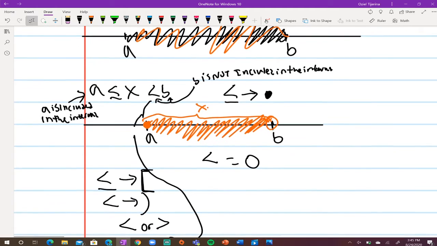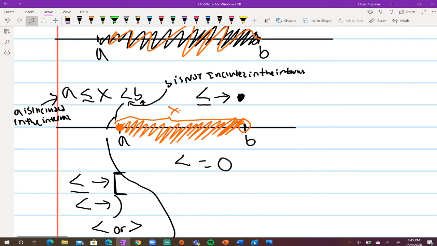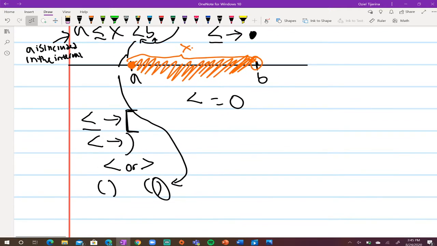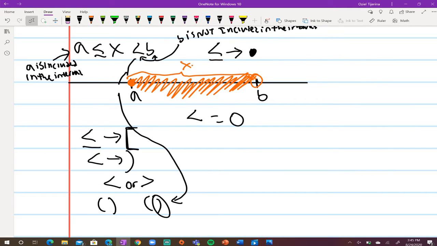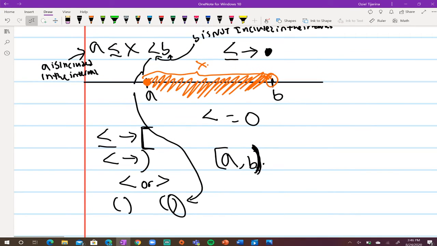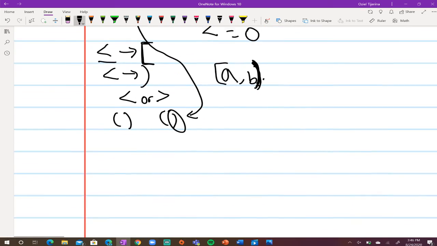We're going to do some examples. I'm trying my best to explain to you guys. So this ends up being from A to B, but with a parentheses on B, because it's less than B. So it's a parentheses at B. If it was A is less than X, then this would be a parentheses, okay?